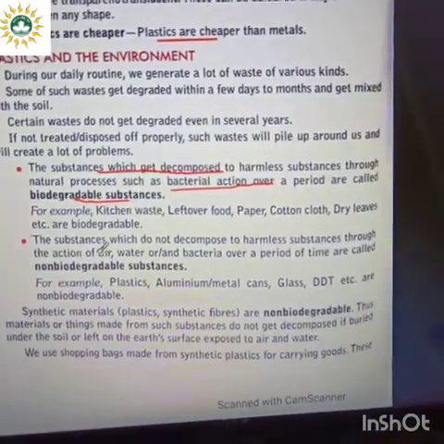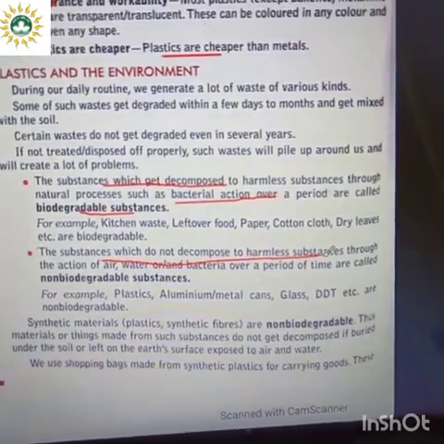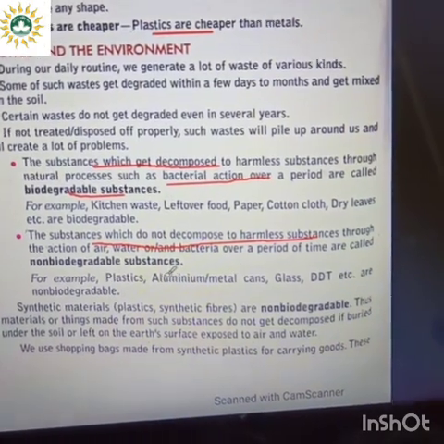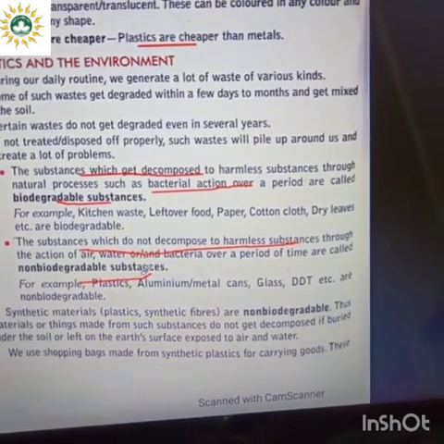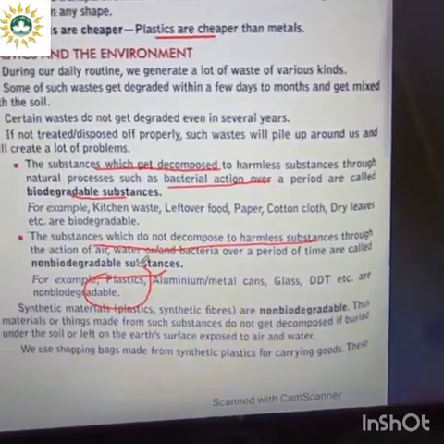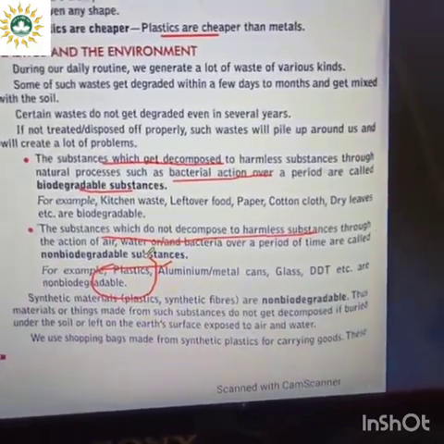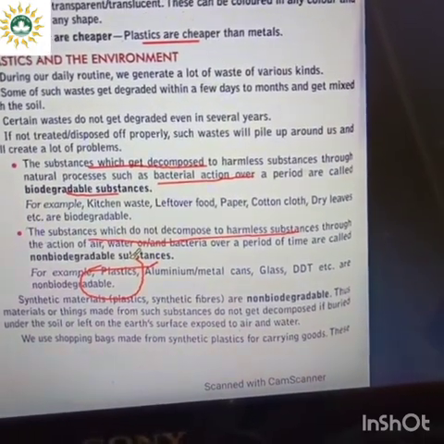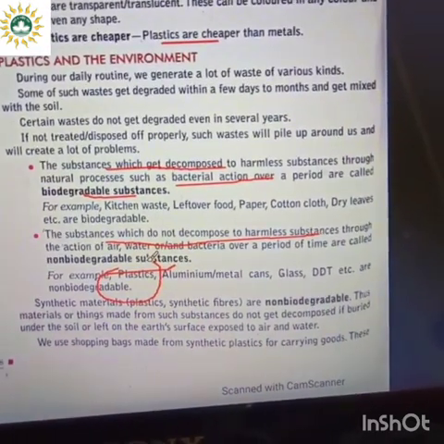But there are some substances which do not decompose into harmless substances through any action, and what happens, they pile up over a period of time. So they are known as non-biodegradable substances, and plastic comes under this only. So plastics are non-biodegradable, synthetic materials. Things made from such substances do not get decomposed if buried under the soil or left on the earth's surface exposed to air and water.